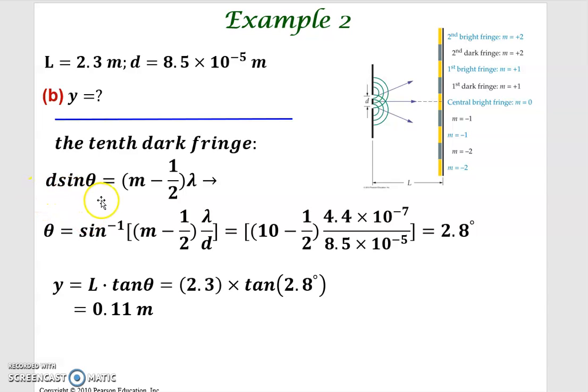Because the condition for the dark fringe is d times sine theta equals m minus 1/2 multiplied by lambda. So m is 10, and lambda is calculated in part A, and d is given. So you can calculate the theta for the 10th dark fringe, which is 2.8. Using the triangle again for the trigonometry relation, the y, the distance from the 10th dark fringe to the central bright fringe, is L times tangent theta. L is always fixed, yeah? So now the distance to the central one is 0.11 meter.